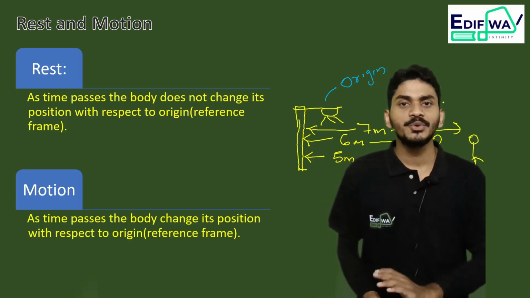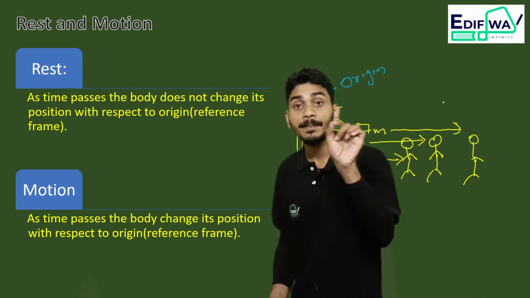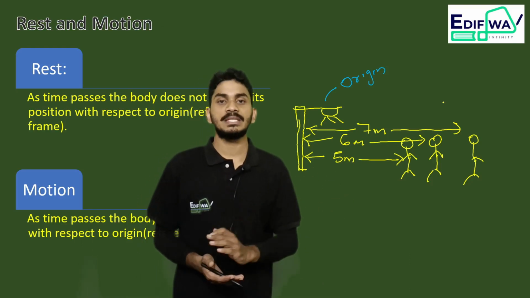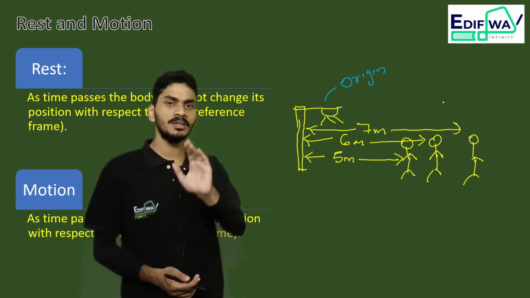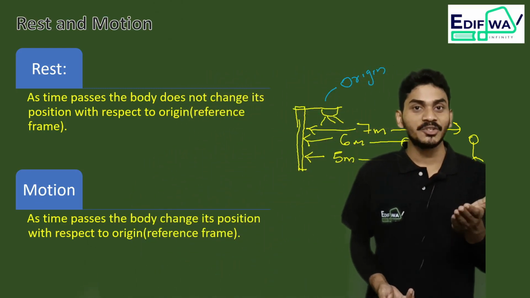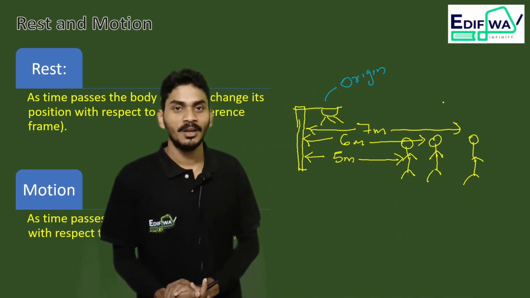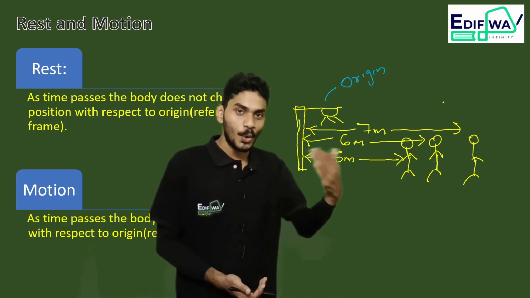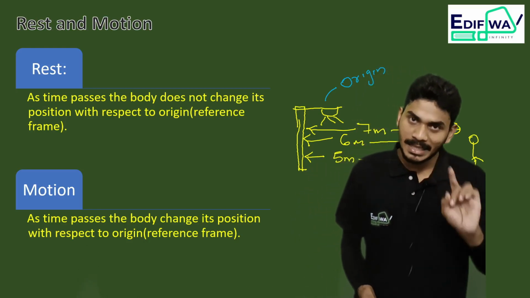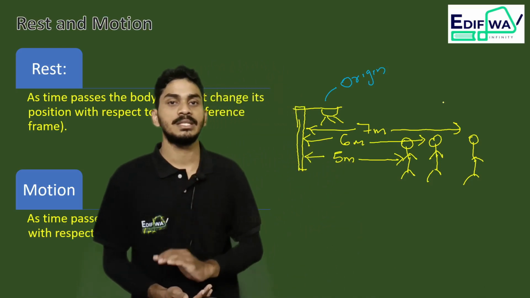Clear? Now, may I ask you a question? Just think of this situation. Can a body be in rest as well as motion simultaneously? That is, at the same time. Just think. What do you think now? Your answer should be either yes or no. Many of you will think no. Right? A body cannot be in motion as well as rest simultaneously. But the right answer is yes. A body can be in motion and in rest simultaneously.